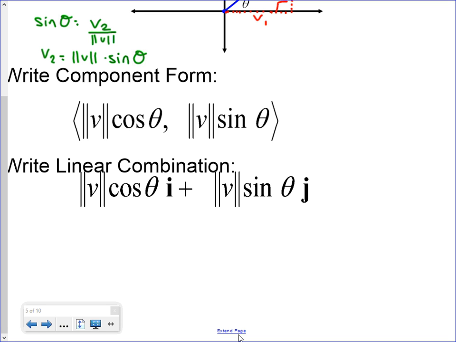Now it's like number 3 on the warm-up, right? Pair it with i and j, remove the angle brackets. Instead of a comma, it's going to be a plus, because that's what linear combination means.